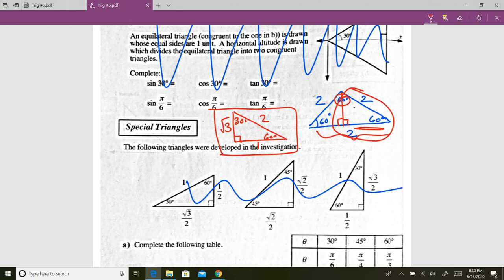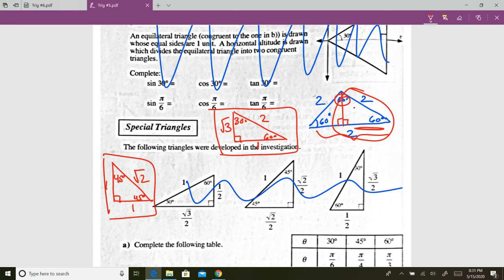The second one is very simple. 90, 45, 45, 1, 1. Those sides have to be the same because the angles are the same. And if you use Pythagorean theorem, you get root 2 here. These are the special triangles. If you remember these two triangles, you don't have to remember the unit circle, which you will see in a bit, and it's a bit of a gong show. And if you use the CAST rule, you can answer every question that says unit circle in it.